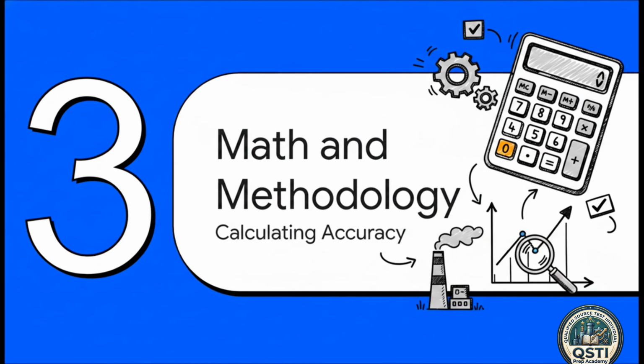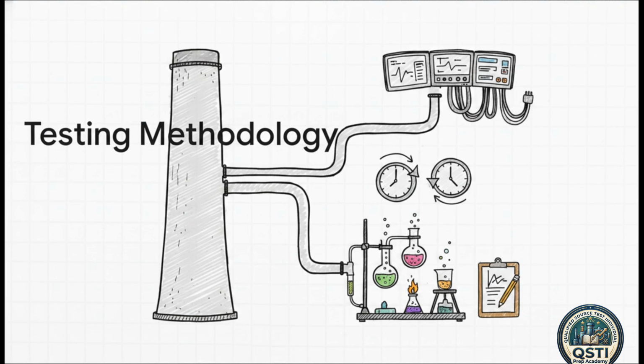All right, Section 3, the math and methodology. Let's calculate some accuracy. To prove your CEMS is accurate, you obviously have to compare it to a known, trusted standard, right? So the testing methodology requires a reference method, or RM. For oxygen and carbon dioxide, the absolute gold standard RM is EPA Method 3B. The strategy here is straightforward but super rigorous. You collect samples using Method 3B concurrently with the CEMS data collection.